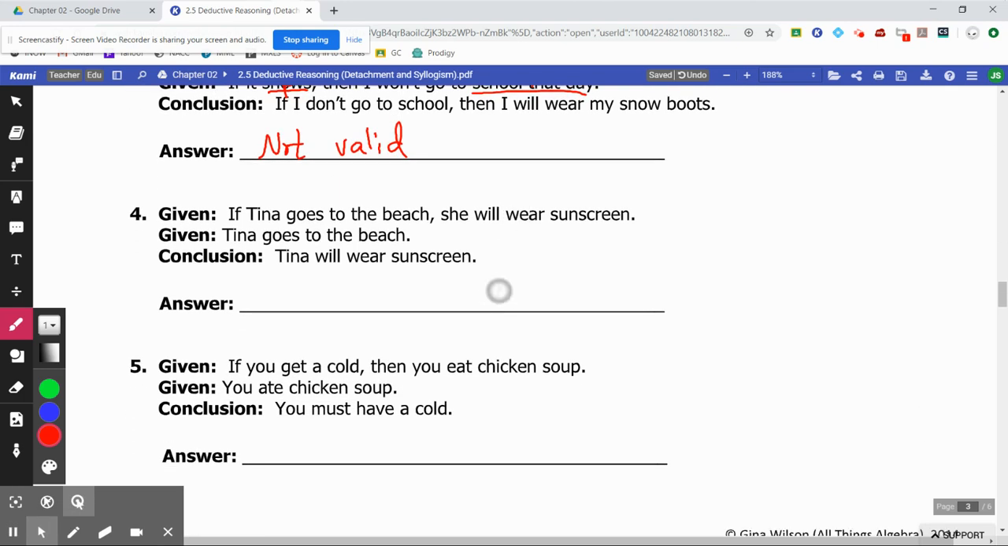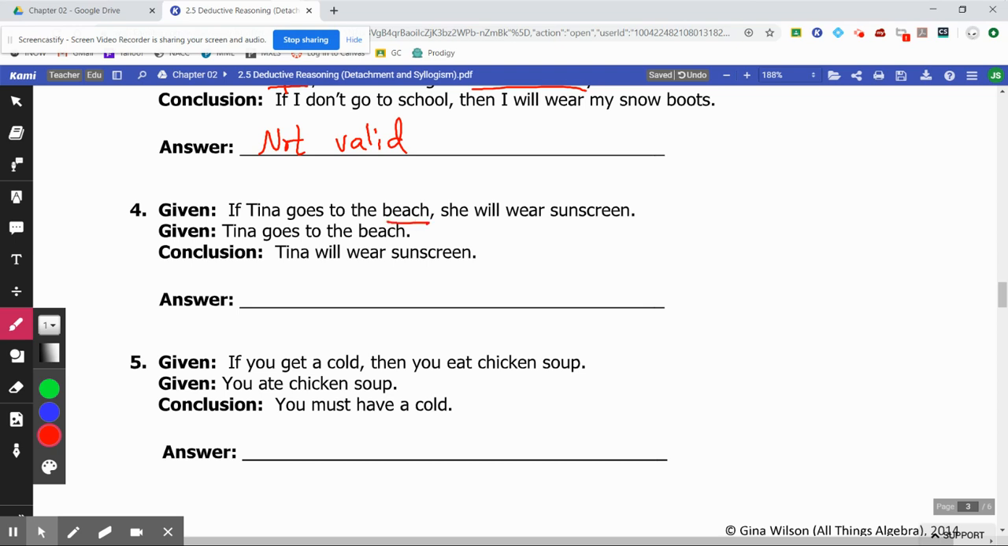Okay, number four. If Tina goes to the beach, she will wear sunscreen. So beach implies sunscreen. Tina goes to the beach. Therefore, we can conclude that she wears sunscreen. Again, that is the law of detachment.